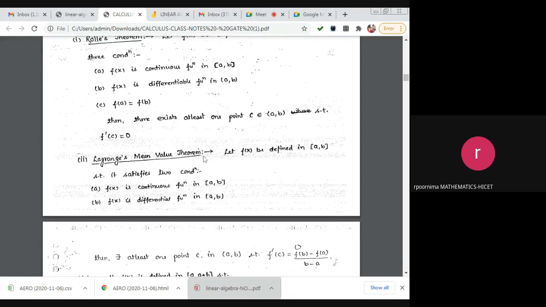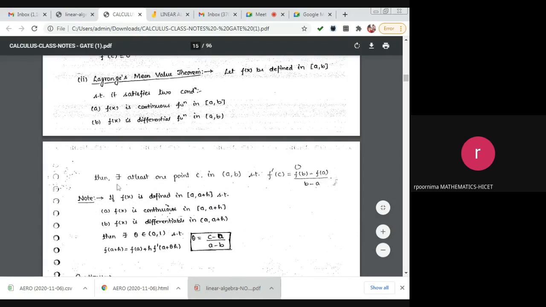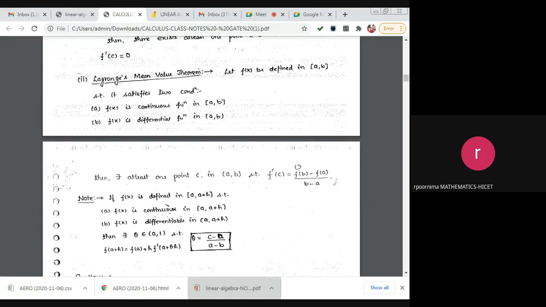Next, Lagrange's mean value theorem. Let f of x be defined in the closed interval a comma b such that it satisfies two conditions. F of x is continuous in the closed interval a comma b. F of x is a differentiable function in the open interval a comma b. Then there exists at least one point c in that open interval a comma b such that f dash of c equal to f of b minus f of a by b minus a.